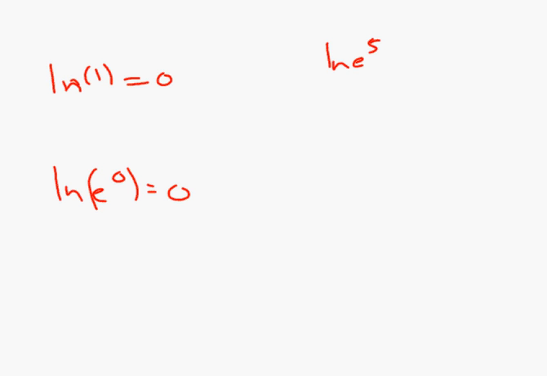If you think about it the second way, then this question is very easy to do. Ln of e to the 5th really means, what power do we put on e to get e to the 5th? That has to be 5. And then there's a few more fun little questions.